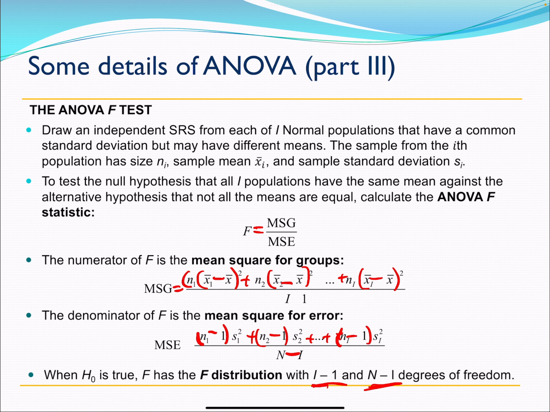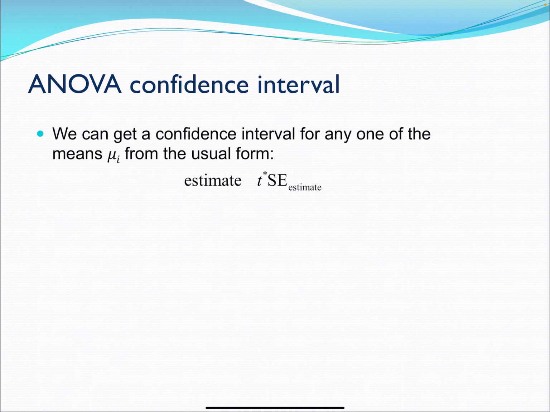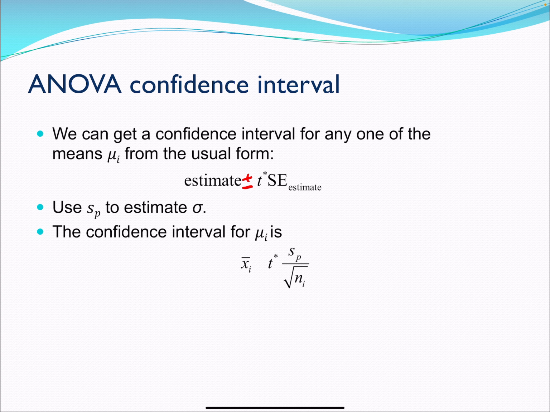The last thing I want to talk about is confidence intervals, okay? So to get an ANOVA confidence interval, what we can do is we get it for one of the means. So we take our estimate plus or minus t star times our standard error estimate. So we're going to use the pooled standard deviation from our samples to estimate the population standard deviation. So our confidence interval would be the sample mean plus or minus t star times s_p over the square root of n_i. Remember, this is our standard error estimate.